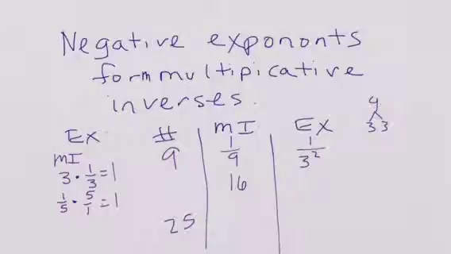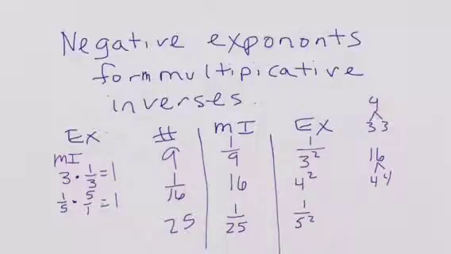So now let's take a look at 16. So 16 is the multiplicative inverse, which means the number that I'm working with is 1/16. Now, if I want to write 16 with an exponent, I'm going to take 16 and break it down, and it's going to be 4 and 4. So it's going to be 4 squared is 16. 25 would be 1/25, and now I'm going to write that as 1/5 squared.